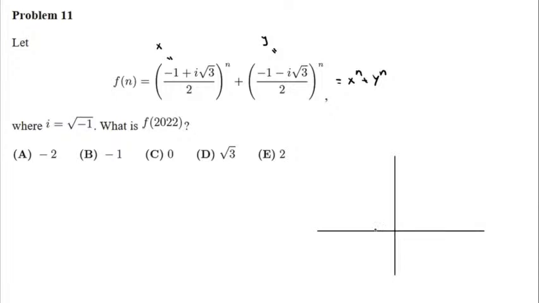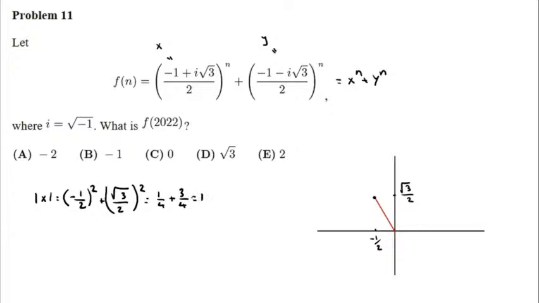X is negative 1 over 2 and root 3 over 2, so let's plot that point. If we connect it to the origin, the length is what? It will be negative 1 half squared plus root 3 over 2 squared, which is 1 over 4 plus 3 over 4, which is 1. So the length of x is 1. Now, here we have 1, and this part is 1 half, so this angle is 30 degrees.